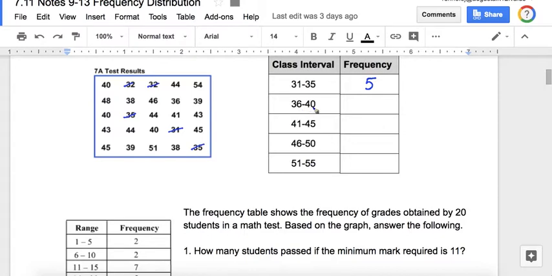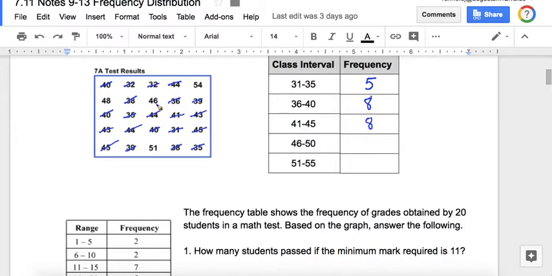Now I'm going to look for all the scores between 36 and 40. I see 1, 2, 3, 4, 5, 6, 7, 8. Okay, so the frequency is 8. Those scores occurred 8 times. So 41 to 45, 1, 2, 3, 4, 5, 6, 7, 8 again for the frequency.